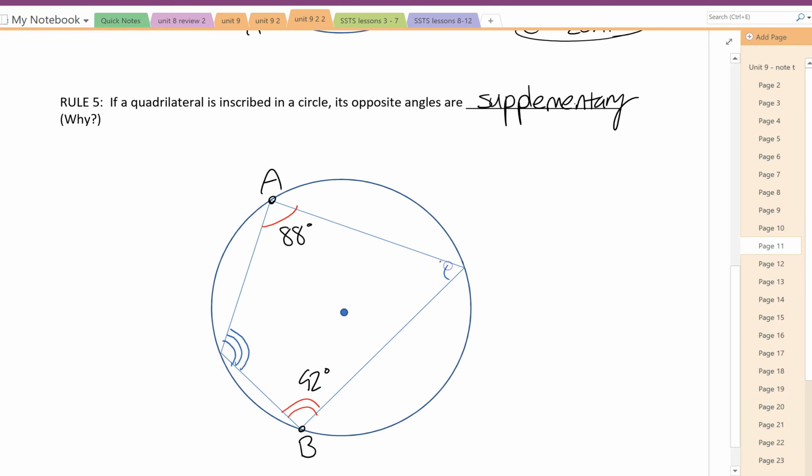This angle and this angle are also going to be supplementary. So I'll just give those names really quick. Angle C and angle D are also going to add up to 180 degrees. So if angle C is 110 degrees, angle D would have to be 70 degrees because those two together would add up to 180.